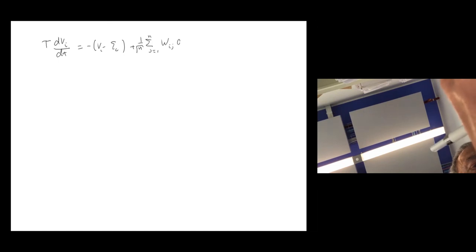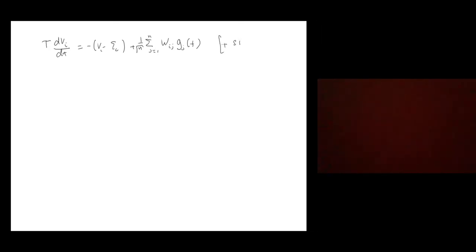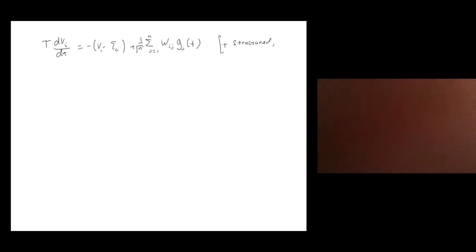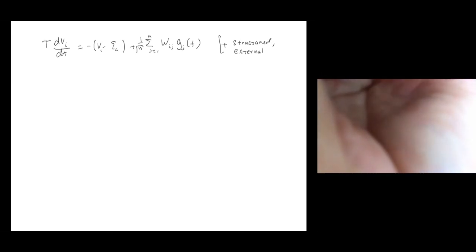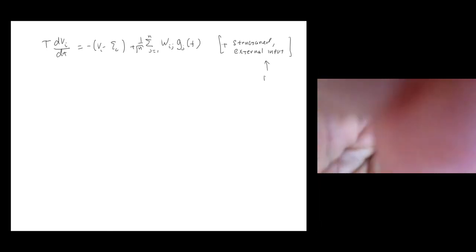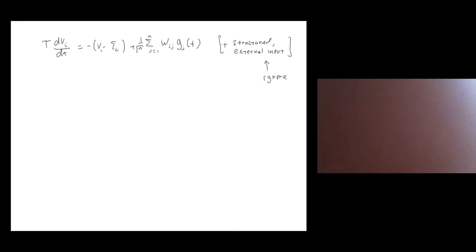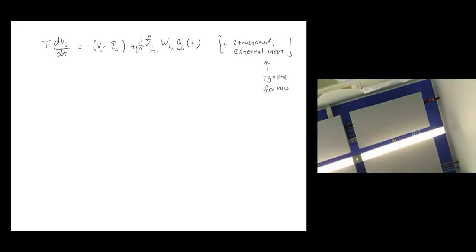So our goal now is to basically consider a network that looks like this: tau dvi dt equals minus, doesn't really matter what we put here, E leak plus the sum on j, 1 over root n. You'll see why we put a root n there in a while. W_ij g_j of t. And at the back of our mind, we think of structured connectivity and external input, but we'll ignore them for now. And like I said, if I had 5 more hours, I would tell you about them. Okay, we're just going to consider this network.